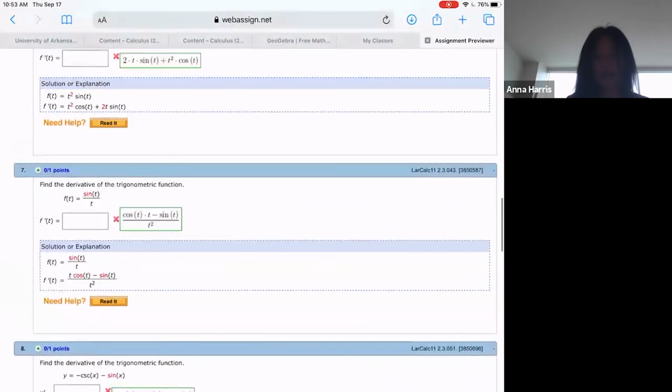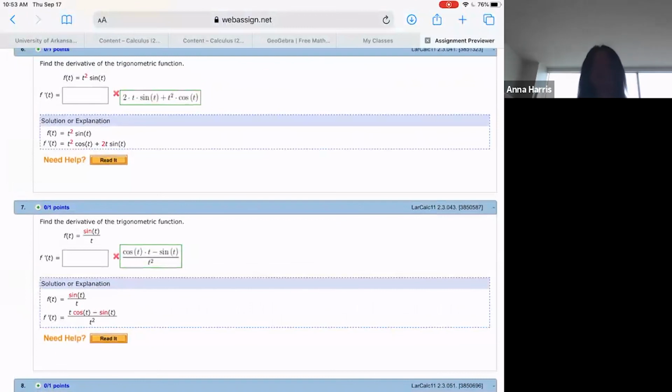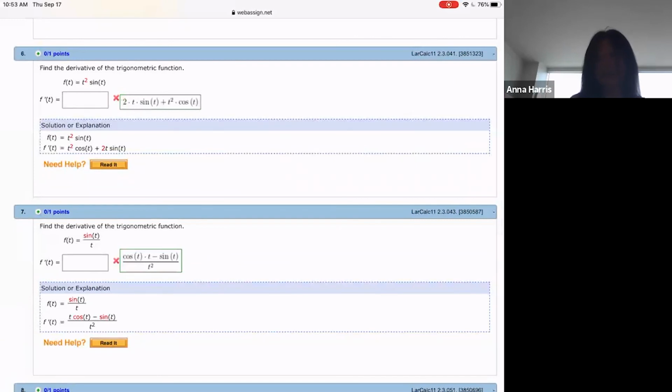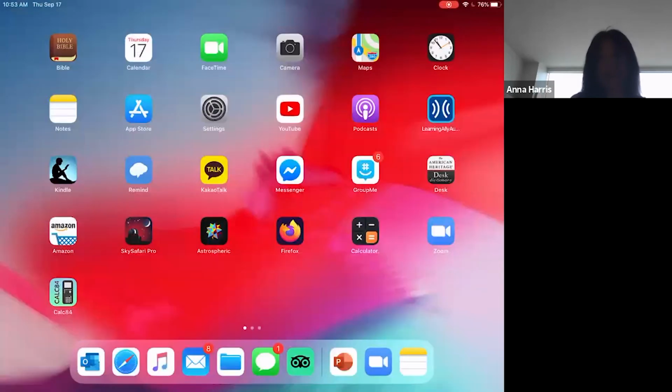In fact, I didn't give you that many quotient rule problems, did I? So number 7. Okay, I'm going to do number 7, sine t over t. So that's what I'm going to do with you guys. So this is the 2.3, number 7 problem.